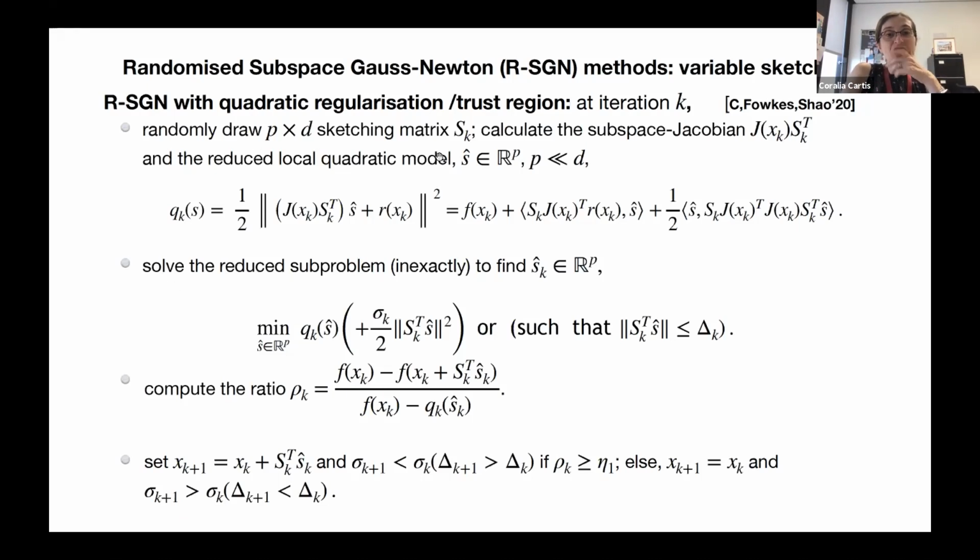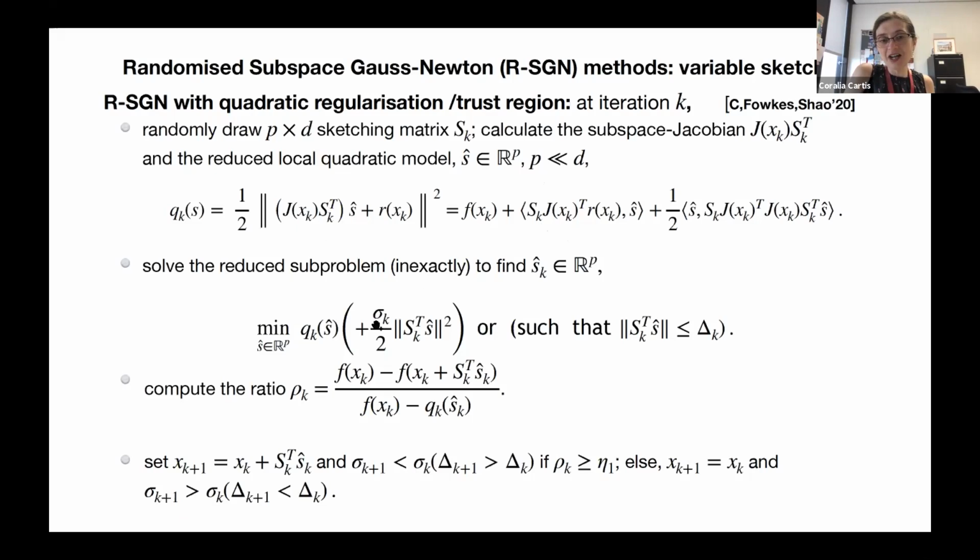Okay, so I'm going to draw a sketching matrix S. So now it's of different size, P times D. And I'm going to calculate a subspace Jacobian. Okay, so this is my subspace Jacobian. I don't form the Jacobian, I just calculate Jacobian actions. And then I solve this reduced linearized model. So I have a linear least squares now in R^P, not in R^D. So I solve that, but notice that now the function values are accurate. Okay, we get a stochastic process, but with accurate function values.